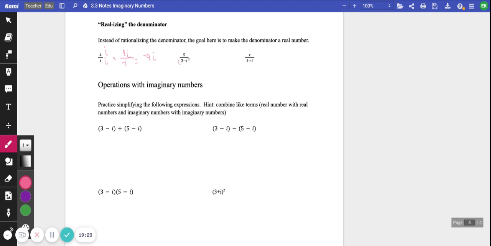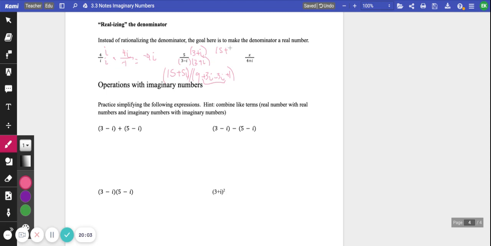Okay, what if I want to get rid of the i's on the bottom here? We times by 3 plus i, times 3 plus i. So on the top I have 5 times 3 is 15 plus 5i. Then on the bottom, 3 times 3 is 9. 3 plus i plus 3i, the negative i times 3 will be minus 3i, and the negative i times positive i is plus 1. So those cancel, and we get 9 plus 1 is 10.